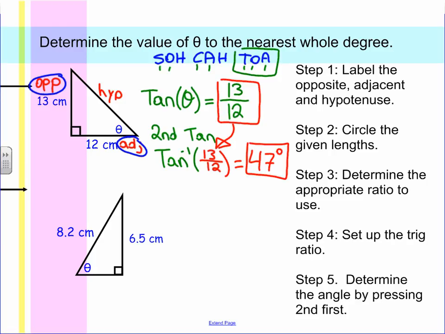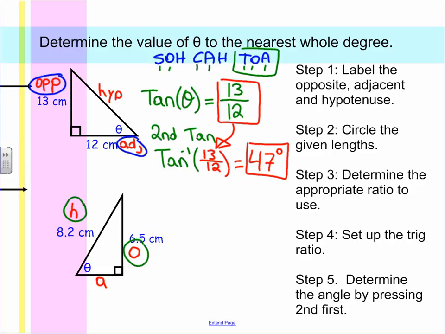All right, let's try another one. First step, label the triangle. So, opposite, adjacent, hypotenuse. Next step, circle the ones you're given. So I'm given my opposite and I'm given my hypotenuse. Third step, choose a ratio.